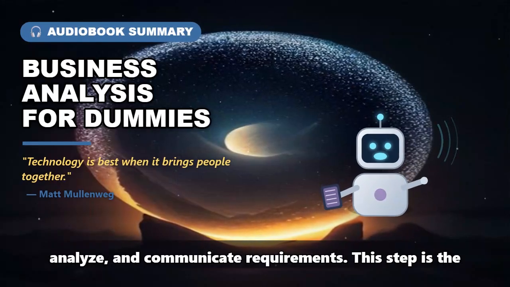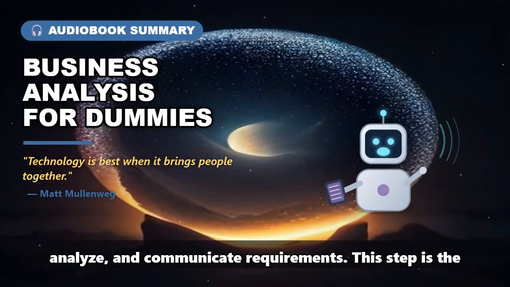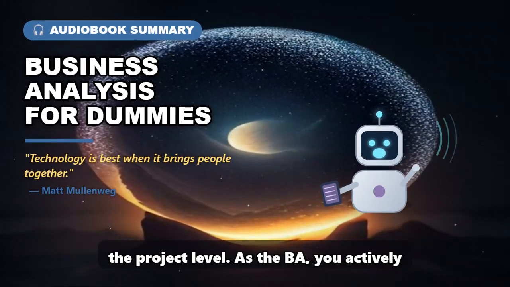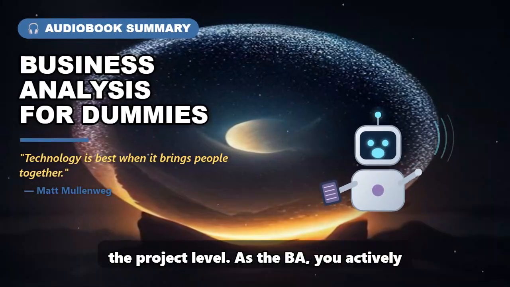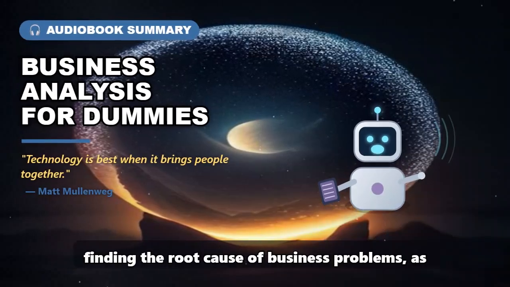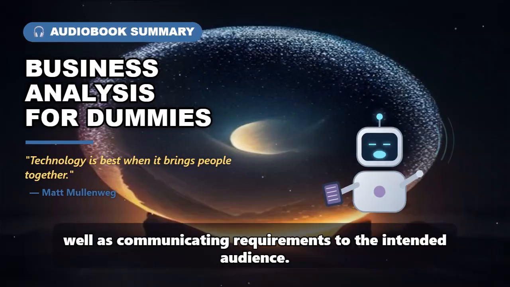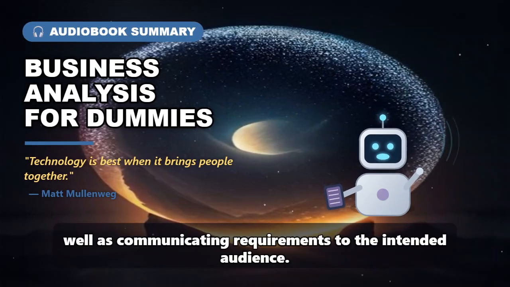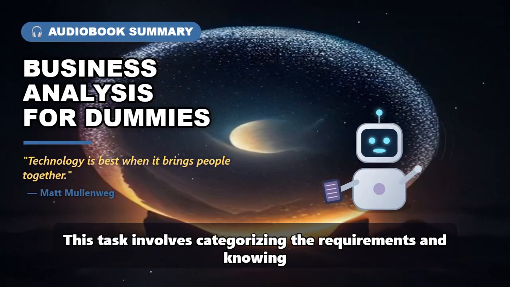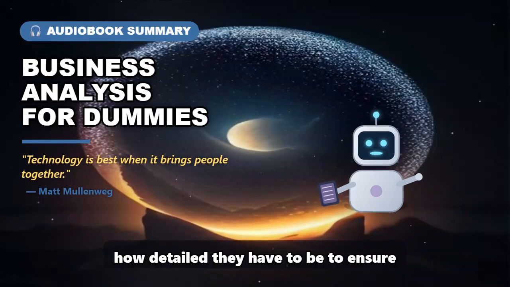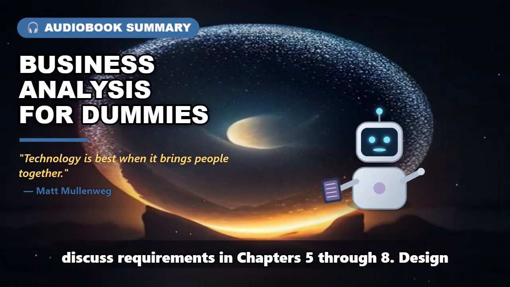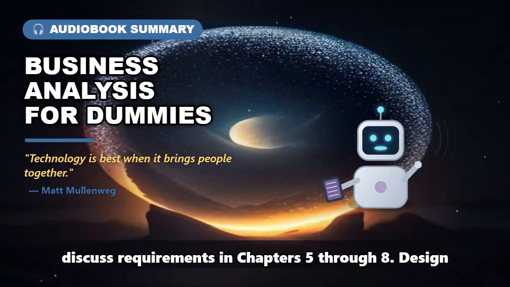Elicit, analyze, and communicate requirements. This step is the bulk of what business analysis professionals do at the project level. As the BA, you actively partake in understanding the real business needs and finding the root cause of business problems, as well as communicating requirements to the intended audience. This task involves categorizing the requirements and knowing how detailed they have to be to ensure your project is solving the right problem. We discuss requirements in Chapters 5 through 8.